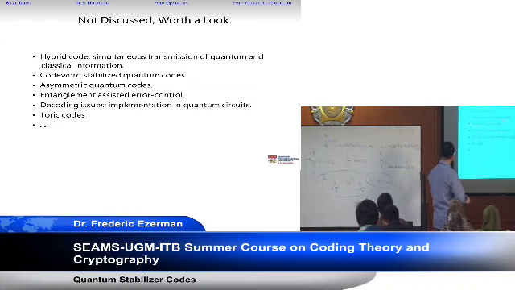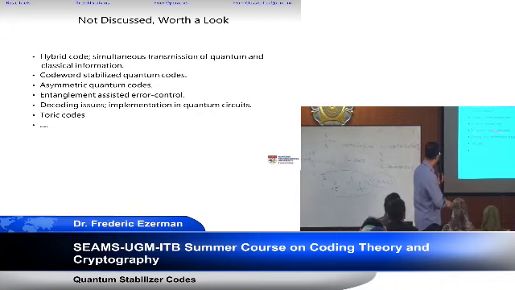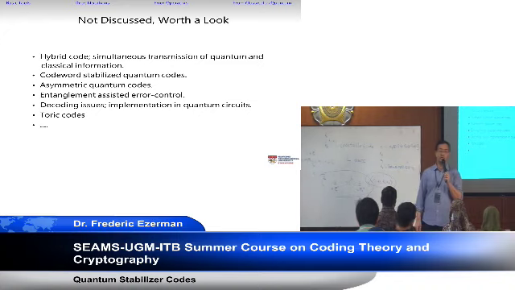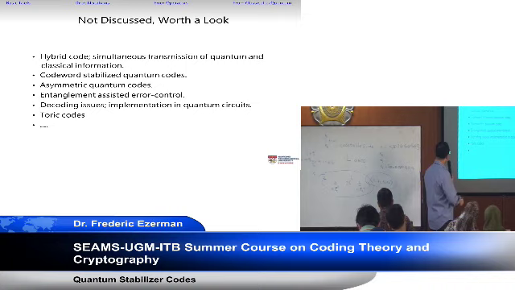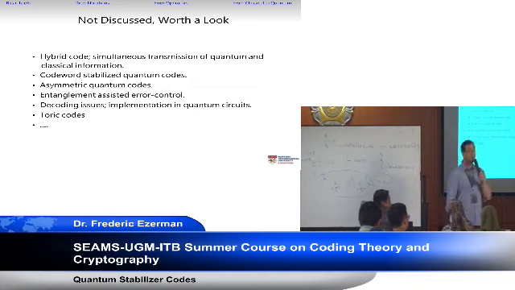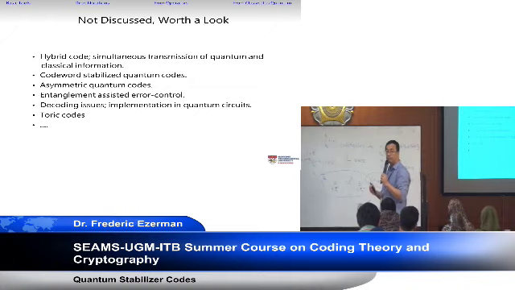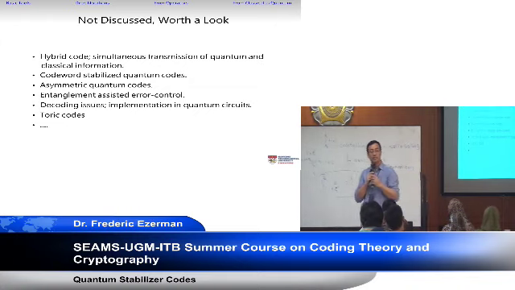Asymmetric quantum code, which is actually very close to what I've been doing, but we don't have time to do that. Entanglement assisted. Sompong Chuamanee has a few works in here. And the decoding issues, implementation in quantum circuits. Toric codes can be expressed in terms of stabilizers actually. At least there is a big intersection as far as I know. So these things we don't discuss. Okay? So it can be an interesting direction if you want to look into. So I'll stop here and entertain questions if you have.